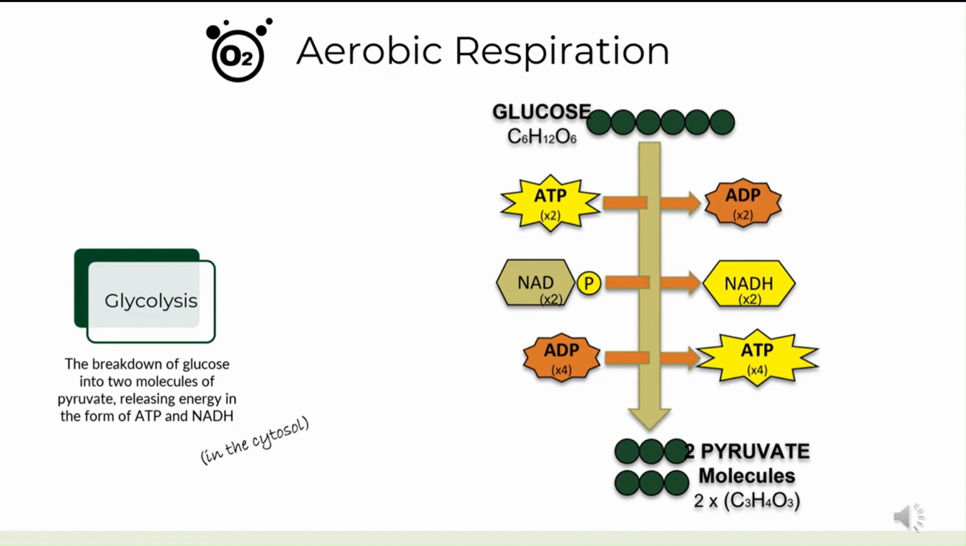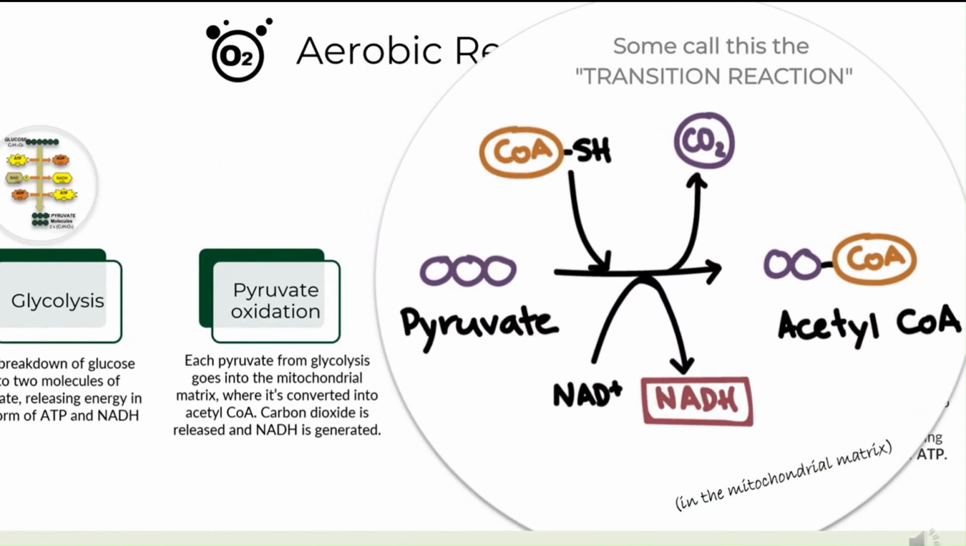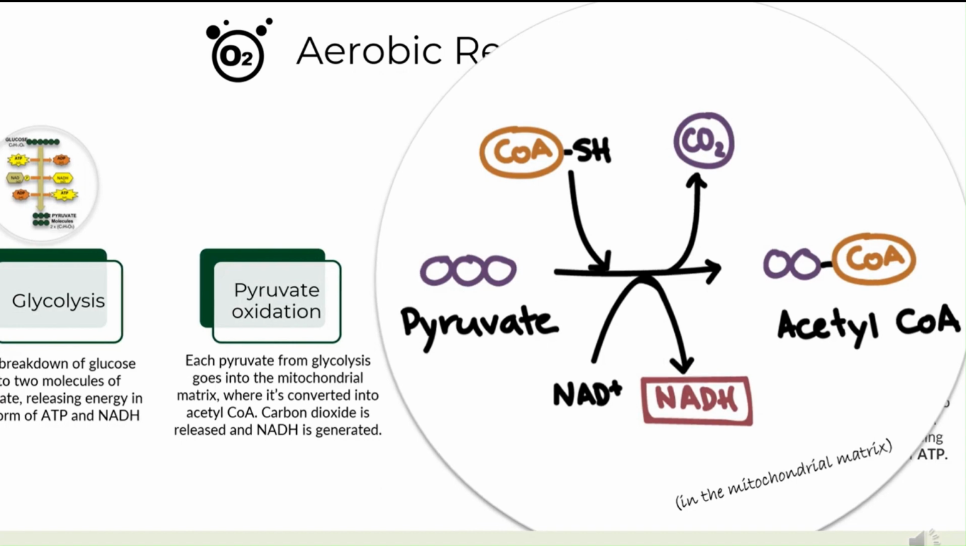Stage 2 is pyruvate oxidation, where each pyruvate from glycolysis enters the innermost compartment of the mitochondria, known as the mitochondrial matrix, where pyruvate is converted into a 2-carbon molecule bound to coenzyme A, and this new molecule is known as acetyl-CoA. This process releases carbon dioxide and generates NADH.